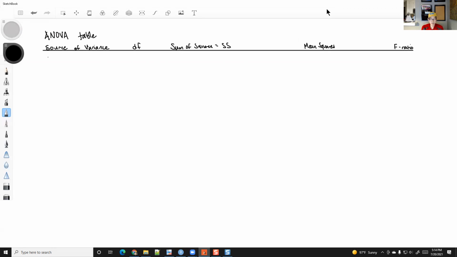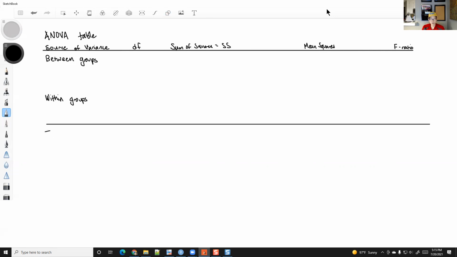All right, so for the source of variance, we've got between the groups as one source of variance. And then we're going to have another source of variance, which is within the groups. And let me go ahead and draw a line across, and then we'll have the total. All right, so within groups, this is also known as our residual variation. And as in, you can't really get rid of it. It's just kind of stuck.